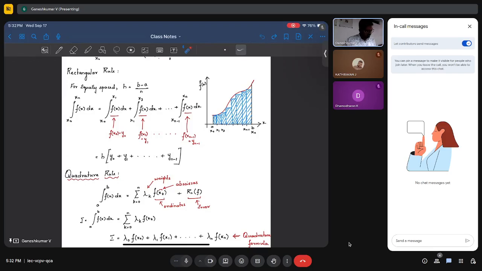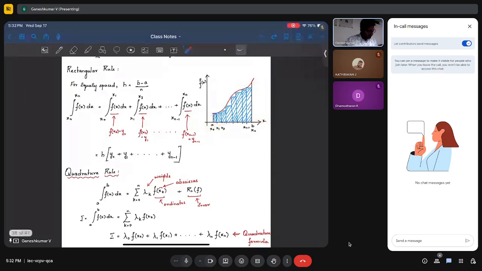So what you do, we just assume these are rectangles, and rectangles are easy to evaluate. What is the area? The integral is nothing but the area under this curve, the area bounded by this curve and the x-axis between the interval a and b. So we just assume that these are rectangles, then it becomes a rectangle rule.